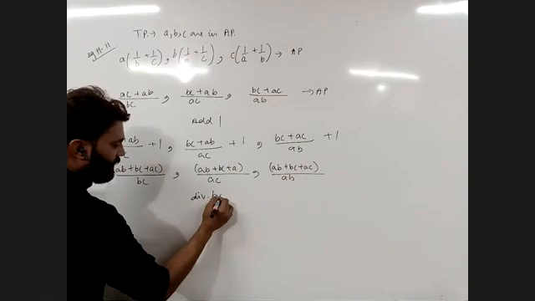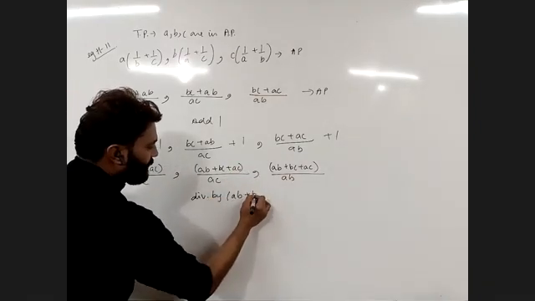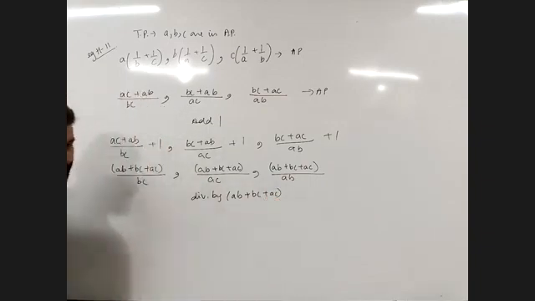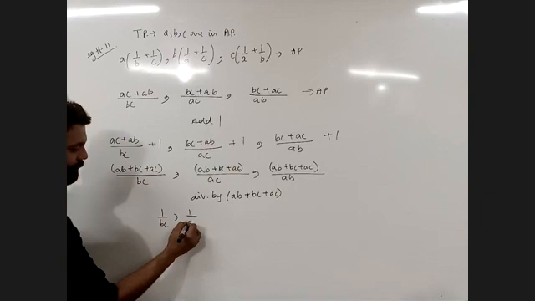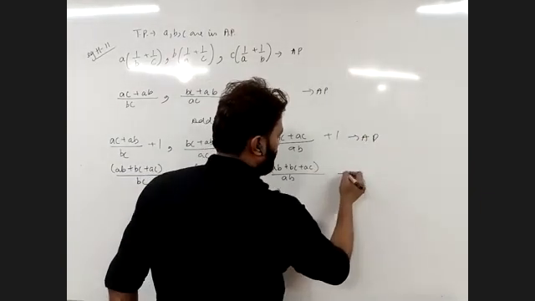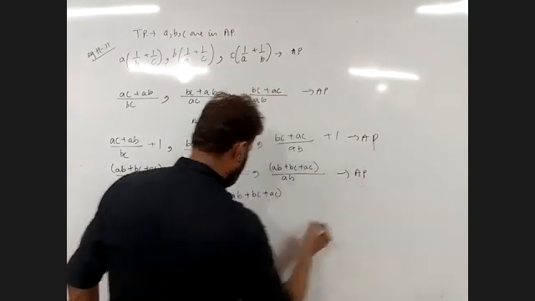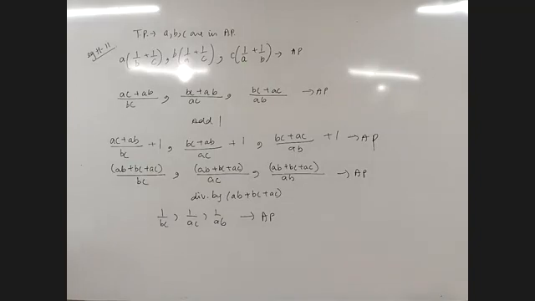Dividing by AB plus BC plus AC, what will be left? 1 upon BC, 1 upon AC, 1 upon AB. That is, they are in AP. They are in AP because we can do plus, minus, multiply, divide anything. They are in AP. Now what should we do?